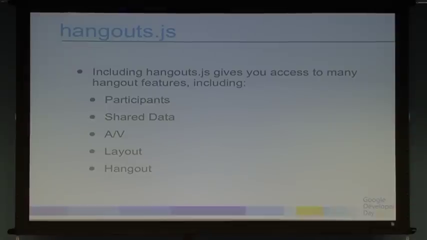The shared data, which is that real-time backend that allows you to build real-time applications. The audio-video components, so muting somebody's camera and that kind of features. Layout, which is kind of a lightweight API, but do they have the app enabled? Is the chat pane open? Is it closed? And then the Hangout information in general. So what's the locale of the Hangout? What's the Hangout ID?